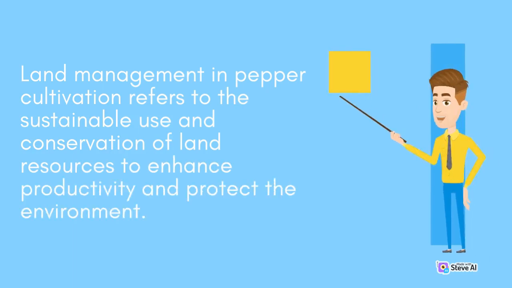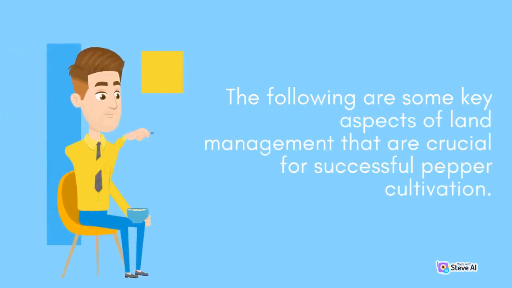Land management in pepper cultivation refers to the sustainable use and conservation of land resources to enhance productivity and protect the environment. The following are some key aspects of land management that are crucial for successful pepper cultivation.